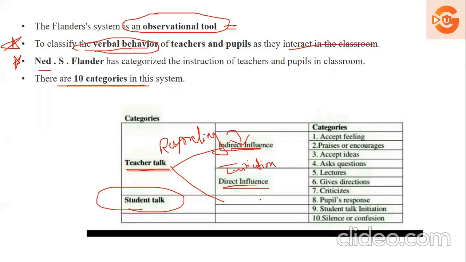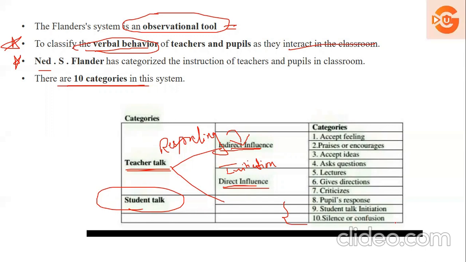Same for the student, there are three types of responses: the pupil's response to the teacher, the initiation from the student, and the silence or confusion. Many times we have seen that when you're teaching some kids, either they are completely confused, they don't understand, they must have lost the track, or they are silent. This is the way they try to react.